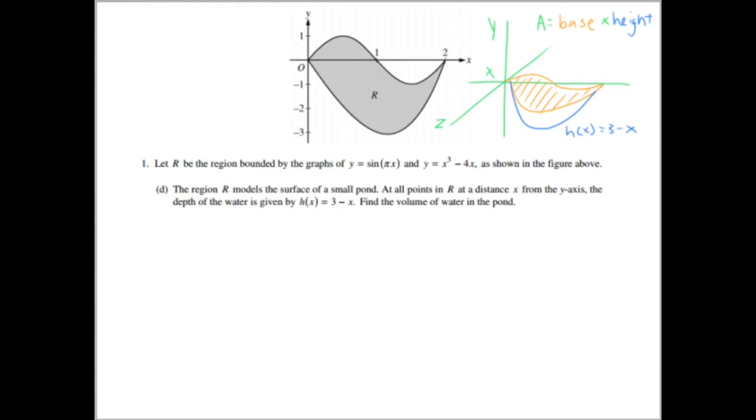Now on to the last question in part D. The region R models the surface of a small pond. At all points in R at a distance x from the y-axis, the depth of water is given by h of x equals 3 minus x. Find the volume of water in the pond. So we think of the region R as the surface of our pond, then the depth is the function h of x equals 3 minus x.